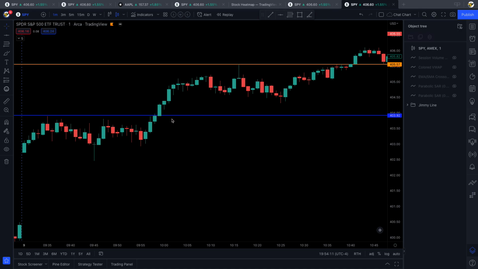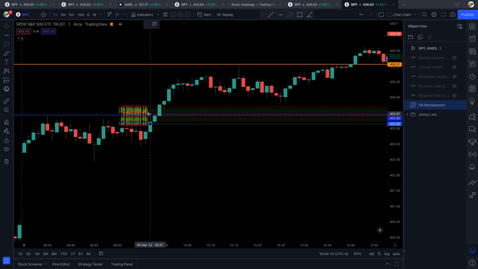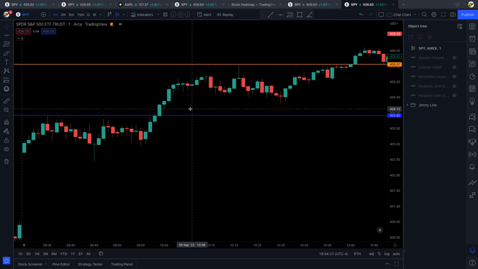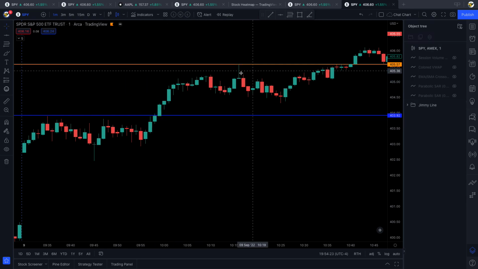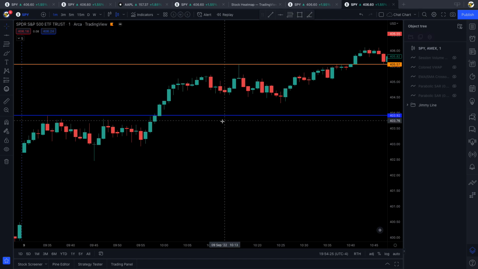And that's the thing with playing the break and retest. I'm not sure how I would even draw the fibs. Would it be on the previous candle? And then I'd go like that. So I know Jimmy has price target lines that he goes by. So I'm still messing with it.